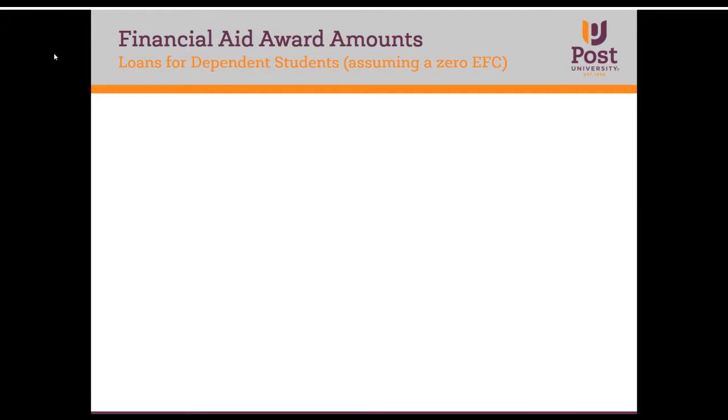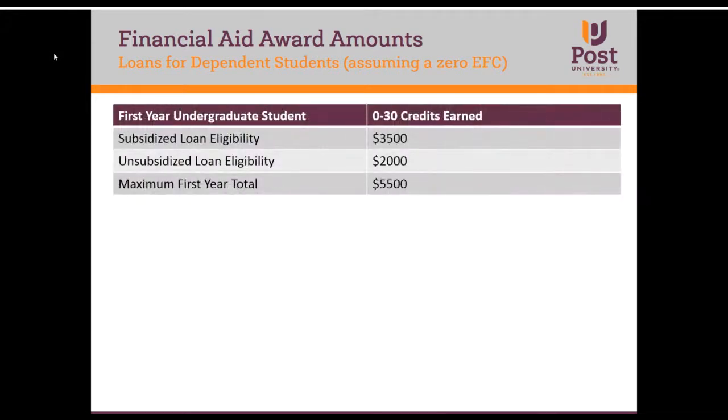All right, so now let's get into some of the loan information. For a first-year dependent undergrad student, we're breaking the aggregate loan limits down a little bit here. They're able to borrow $3,500 in subsidized loans and $2,000 in unsubsidized loans. This is a schedule based on what the Department of Ed regulates for us.